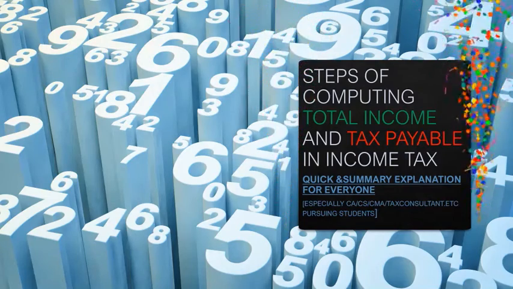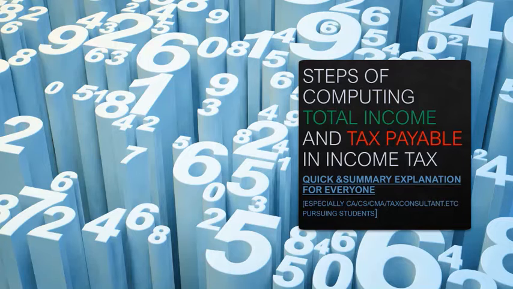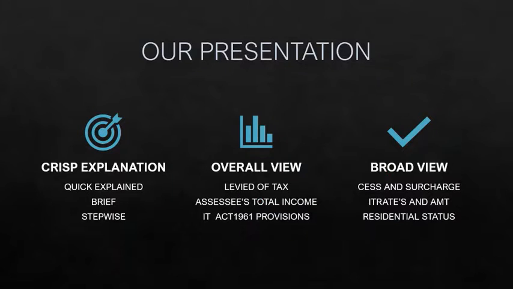Steps of computing total income and tax payable in income tax. A quick and summary explanation for everyone. Our presentation: a crisp explanation, quickly explained. Brief, stepwise, overall view. Levy of tax on the assessee's total income, IT Act 1961 provisions, a broad view. Cess and surcharge, IT rates and AMT, residential status.